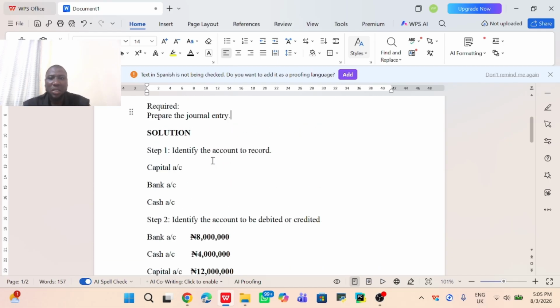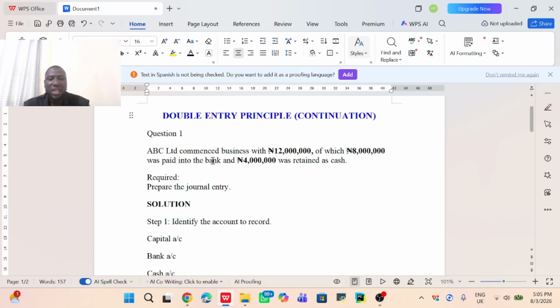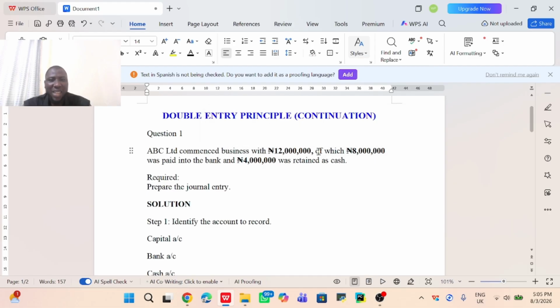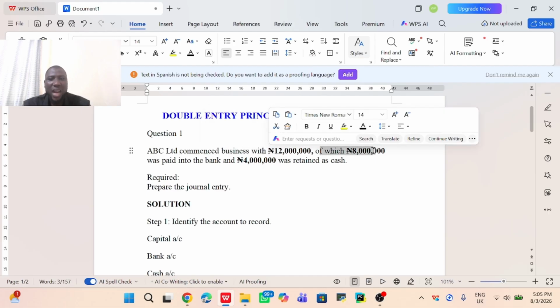Now, among these, which one do we have to debit and which one do we have to credit? When you want to start your business, wherever we see capital will be on the credit side. The money you used to commence a business is known as capital, and capital will have a credit balance. Now, out of that 12 million naira, 8 million naira was paid into the bank.